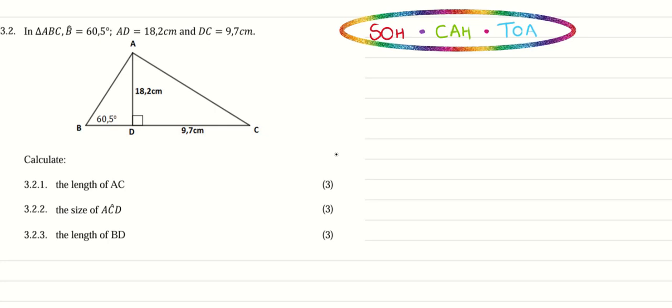Okay, so here we have some calculations using right-angled triangles, and again I have my tools, which is my SOHCAHTOA acronym. By the end of this video I want you guys to feel like exterminators, because I want you to be killing the rats. So they say here in triangle ABC, angle B is 60.5 degrees, AD is 18.2 centimeters, and DC is 9.7 centimeters. Right, I don't care about the questions yet.